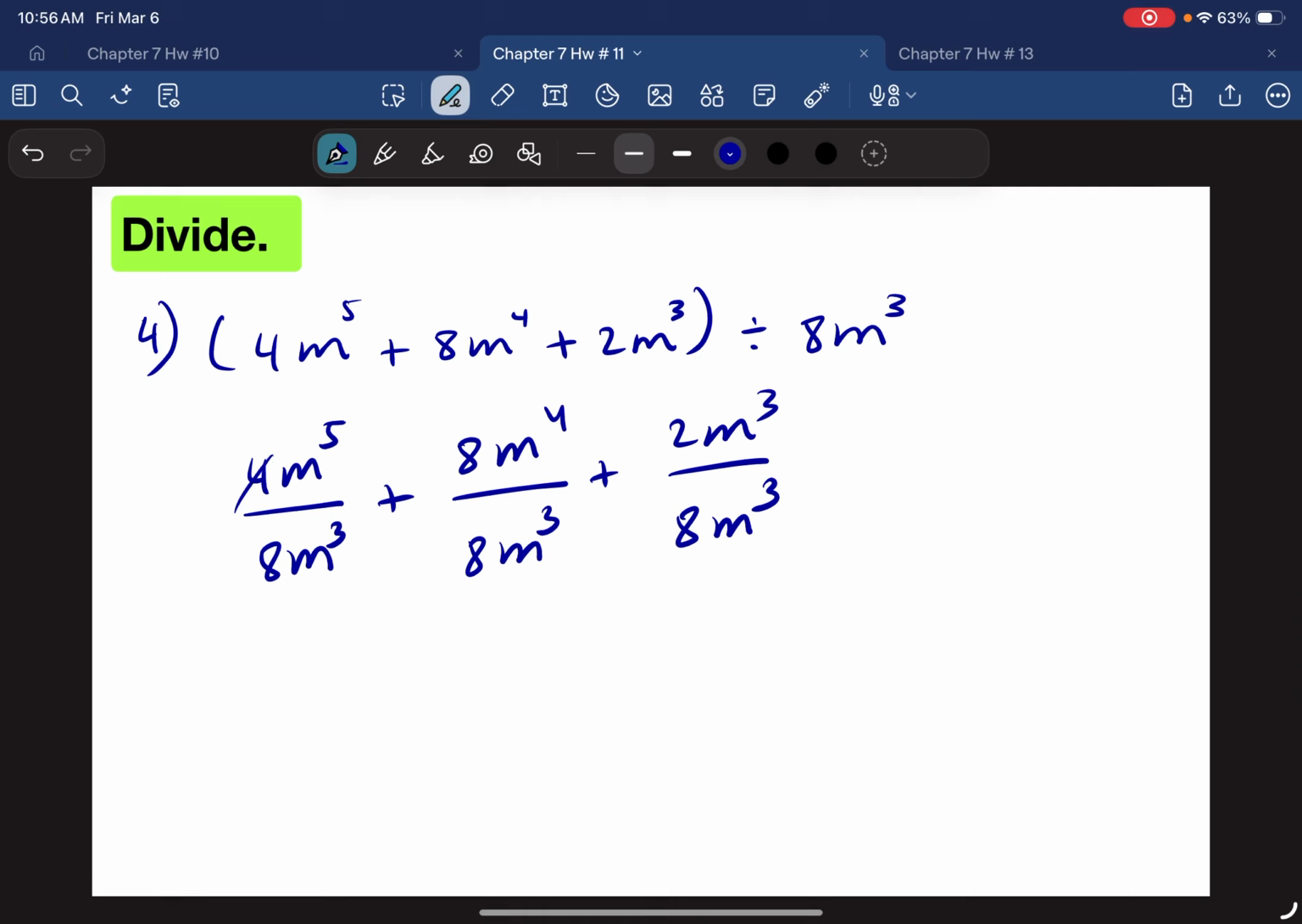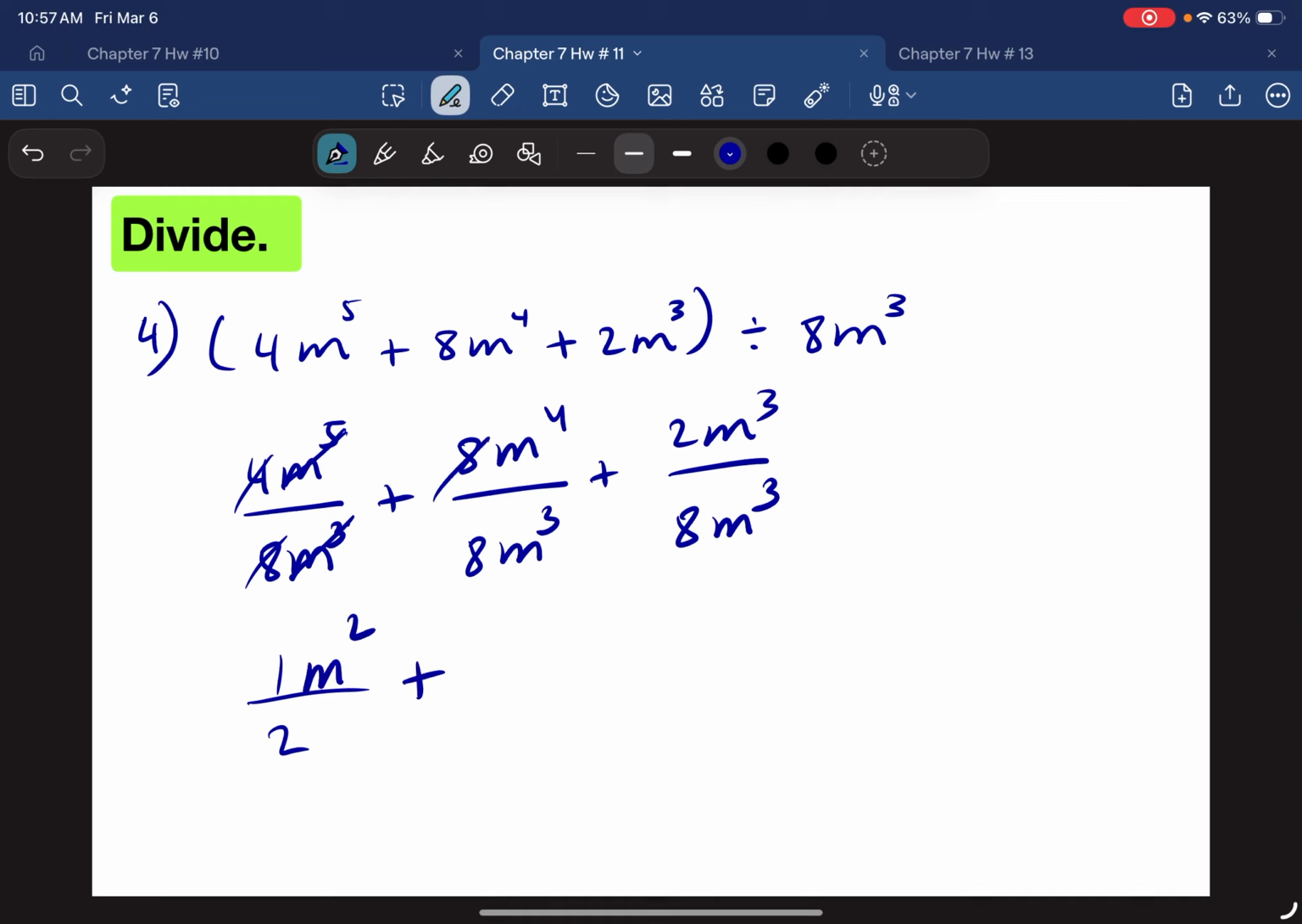So the 4 and the 8 cancel out. You're going to have 1 over 2, right? Because it's divisible by 4 for both of the numbers. And m cubed and m to the fifth, you cancel them out since you have more m's on the top, so that means there's 2 remaining, right? So it's going to be 1m squared here.